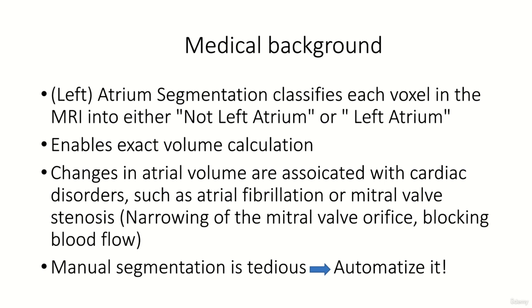Segmenting an image is the process of assigning a specific class to all pixels or voxels in an image. In our case, this means that each voxel is either classified as not left atrium or left atrium. This segmentation of the atrium allows us to exactly calculate its volume. Changes in atrial volume are associated with multiple cardiac disorders such as atrial fibrillation or mitral valve stenosis, which basically is a narrowing of the mitral valve orifice, blocking blood flow to the heart chambers.